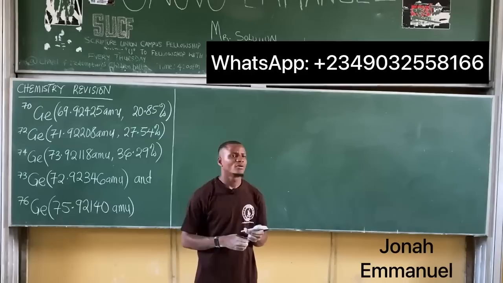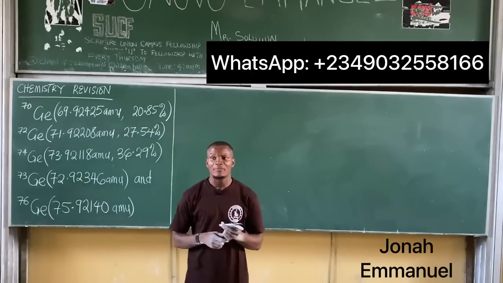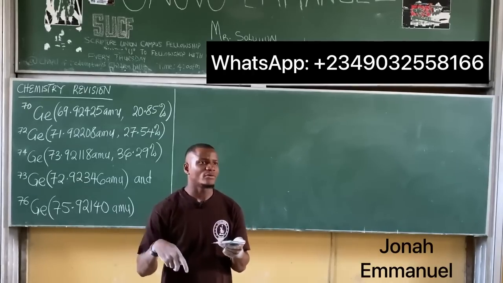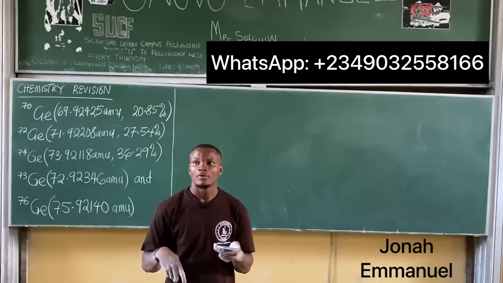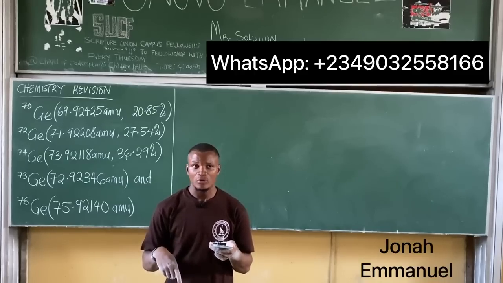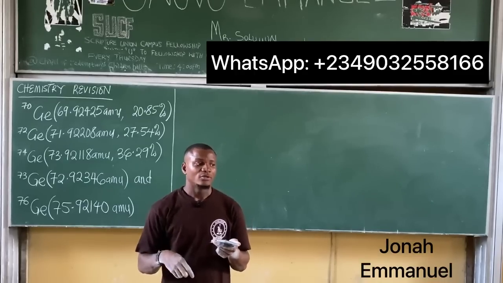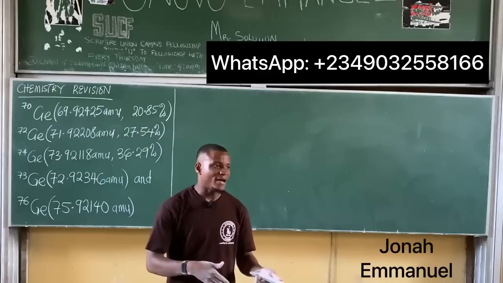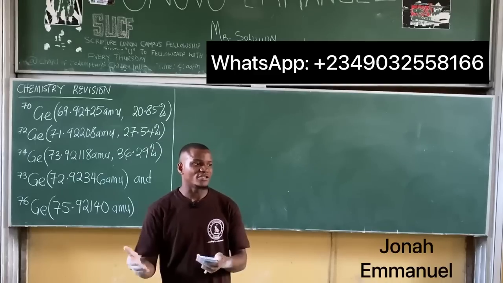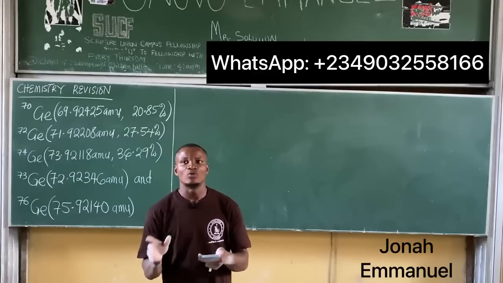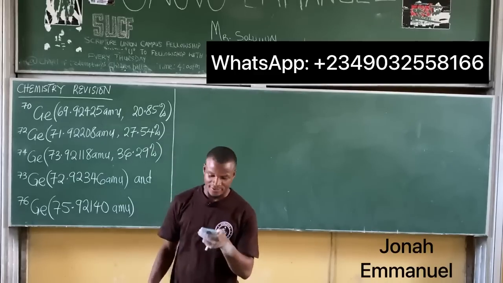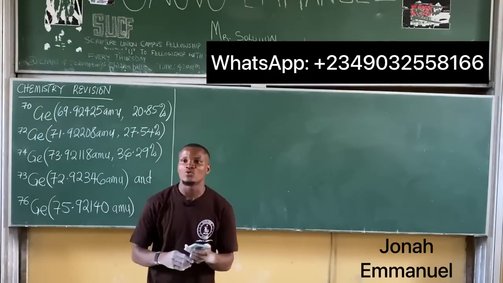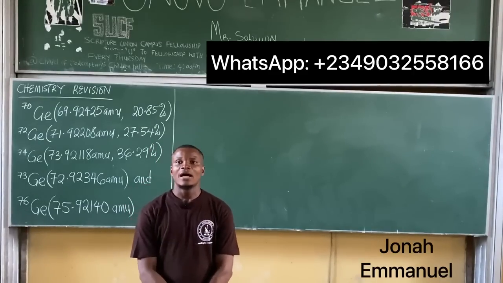Given that the relative atomic mass of germanium in the periodic table is 72.64 AMU. What's AMU? Atomic mass unit. What is the equivalent of an AMU? Gram per mole. It's just like saying molar mass in gram per mole, or atomic mass in AMU, atomic mass units. So AMU and gram per mole mean almost the same thing. All right. What are the natural abundances of the 2 minor isotopes? How do you solve this question?